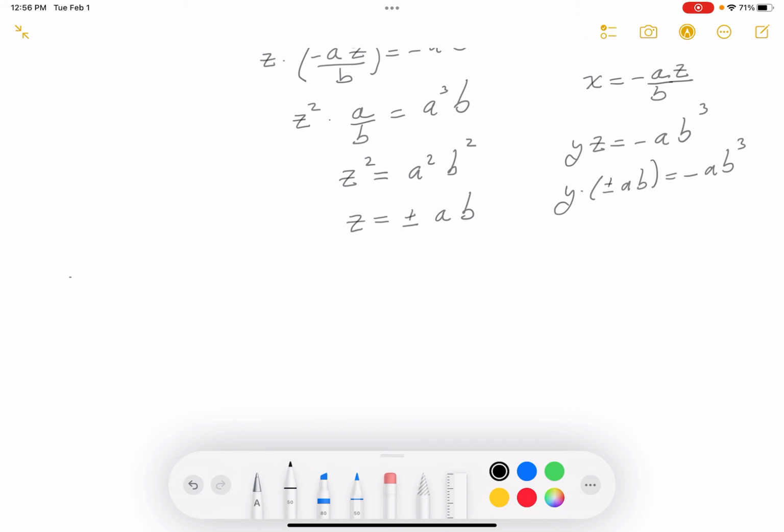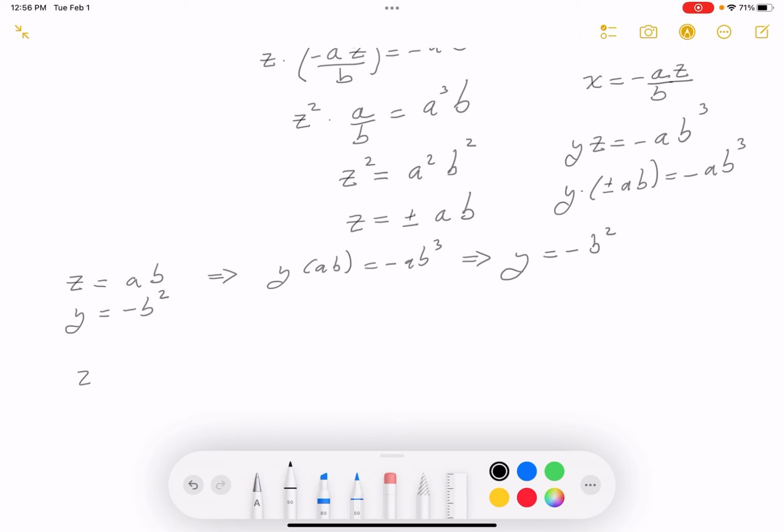So let me write this over here. If z is equal to ab, y times ab would equal minus ab cubed, which means y would be equal to, that's pretty simple, right? So it's going to be minus b squared. So if z equals ab, y would equal minus b squared, right?